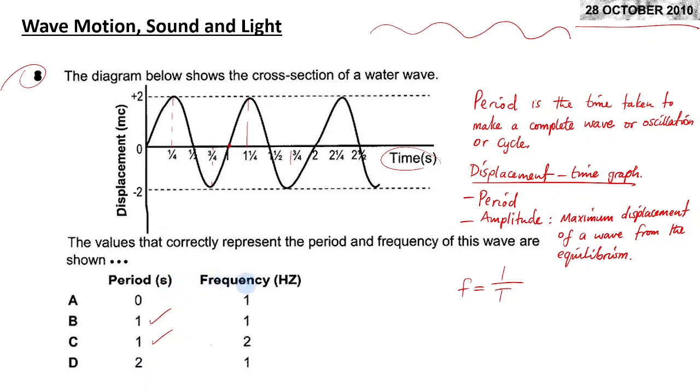Then frequency. Frequency is given as 1 over period. So we substitute. Here we have already said that the period is 1. So where there's T, which is the period, it's 1. If we put 1 divided by 1, it will give us 1. So frequency also is 1 here. So you discover that our answer is going to be B.